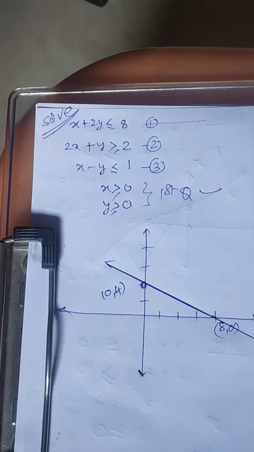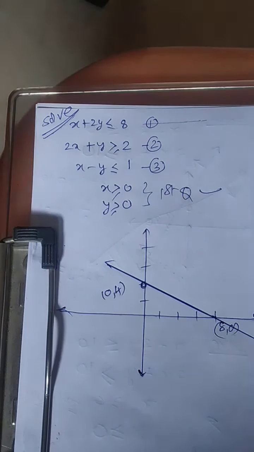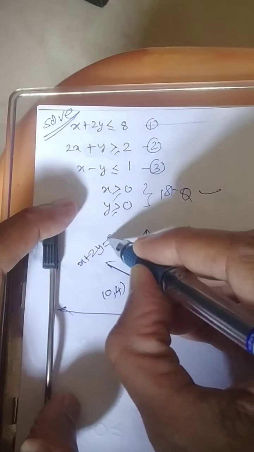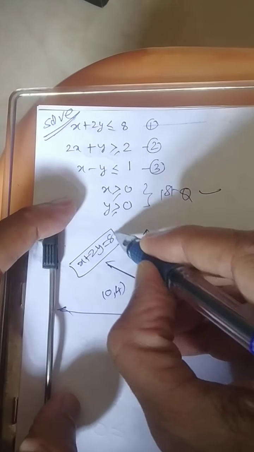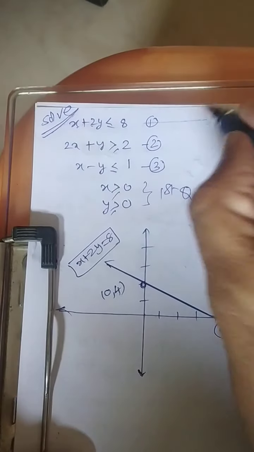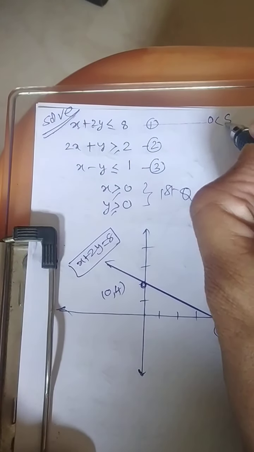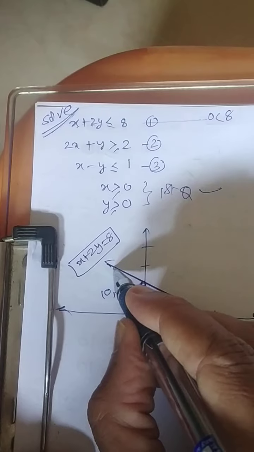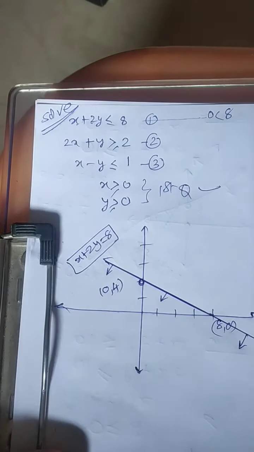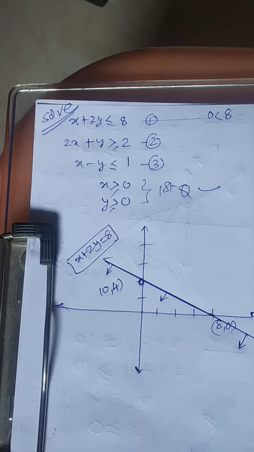What I told you, what is the next step? Can anyone tell? No. First write the equation. This equation will be like this. Then select the point 0, 0. I am getting 0 plus 0, 0 is less than 8. Agree? Yes. Now put an arrow, downside arrow. Over. Try to finish everything for the first line.